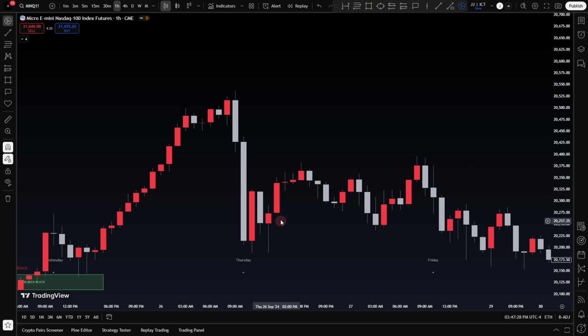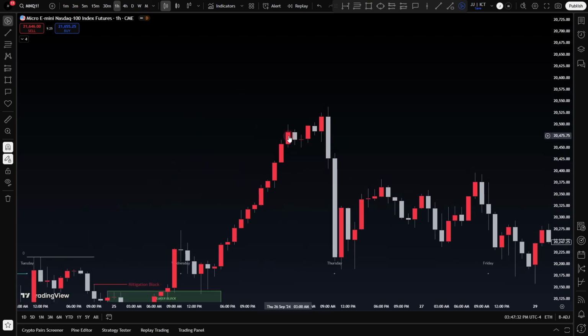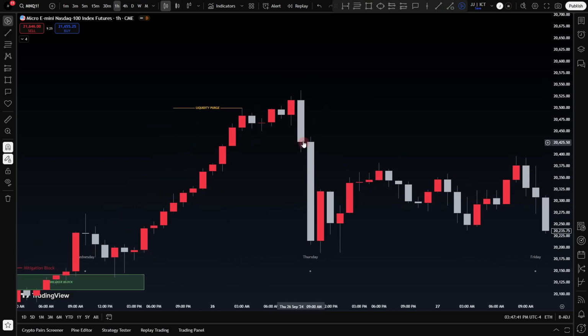Absolute cinema. Okay, Thursday opens up at 9:30, and if you notice, you have this miniature consolidation before then, purging this buy side liquidity right here. There's just a little minor buy side liquidity purge, but 9:30 comes in on this candle and retraces majorly.